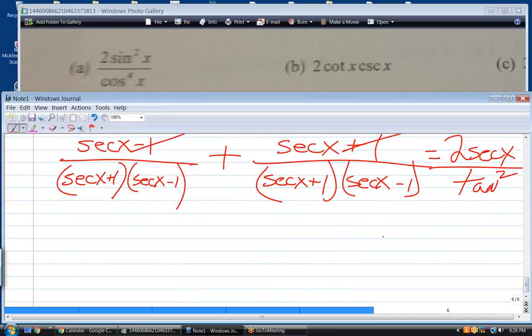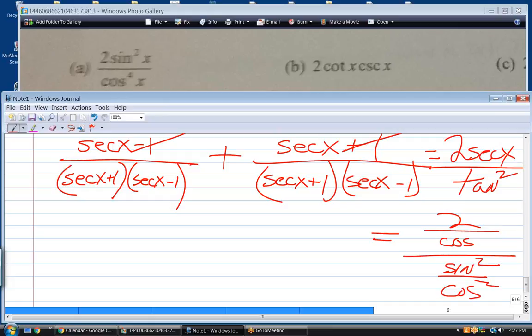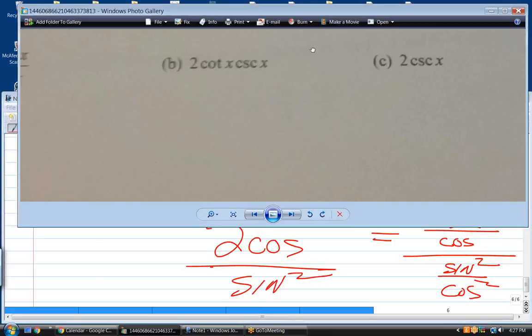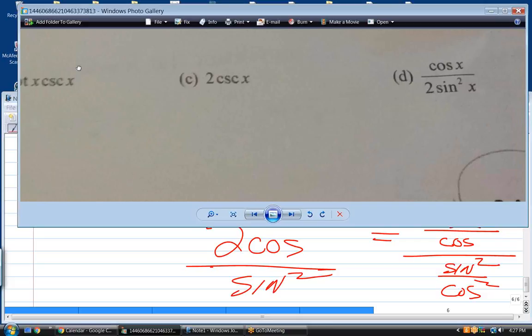Let's see. If I convert this to sines and cosines, I've got 2 over cosine, all divided by sine squared over cosine squared. And now if I flip and multiply, I have a 2 cosine in the numerator, and I have a sine squared in the denominator. Close, but no. Very close to D.